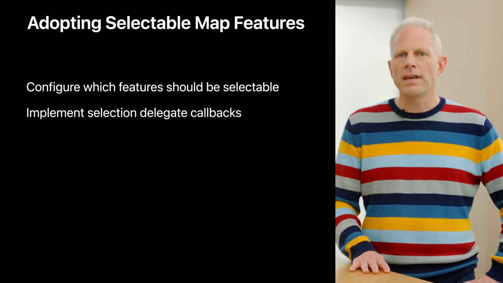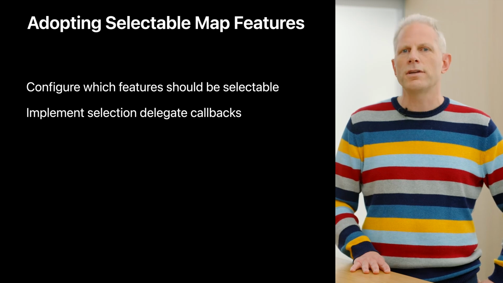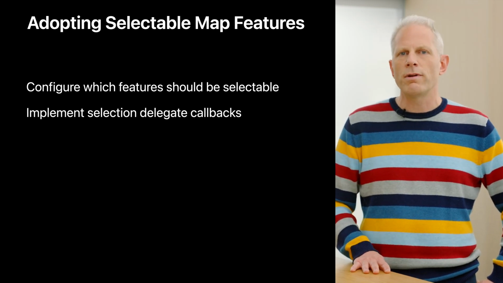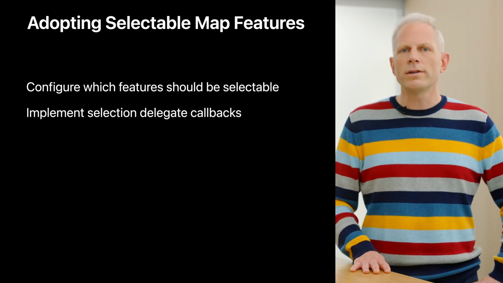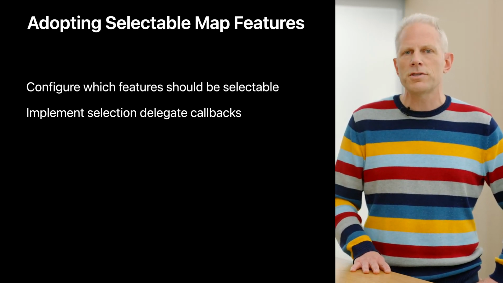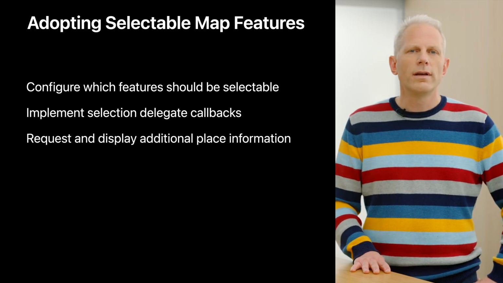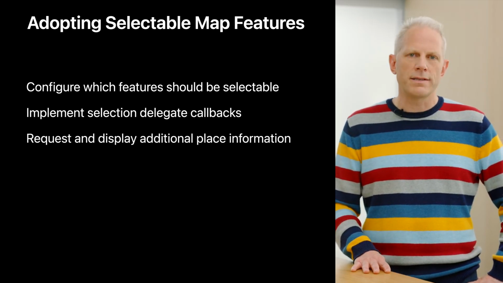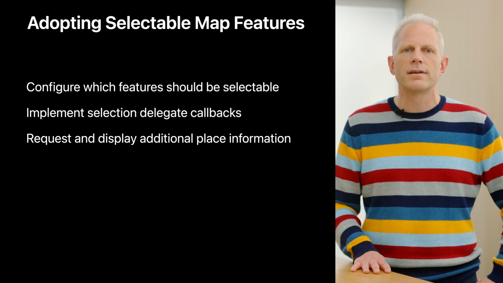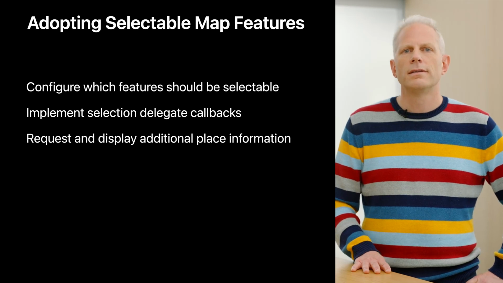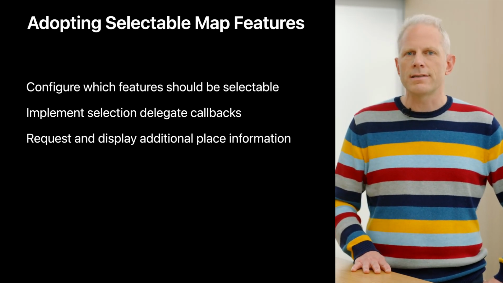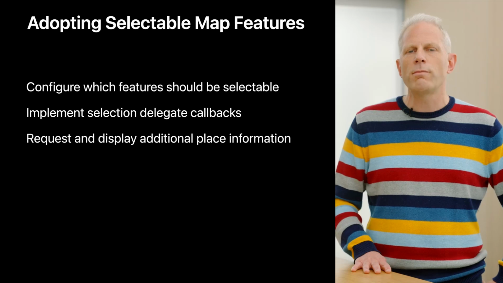Second, implement the MKMapView delegate callbacks to handle selection events. You are free to handle those events however you choose. You might want to control how selected features appear, or you might want to show some additional UI in response to the selection events. Third, you'll want to request and display additional place information in your application's user interface. The information embedded in the map feature is limited to what you see on screen. To give users more context about the place they selected, you'll need to request additional information. Let me walk you through the new APIs for each of these steps.